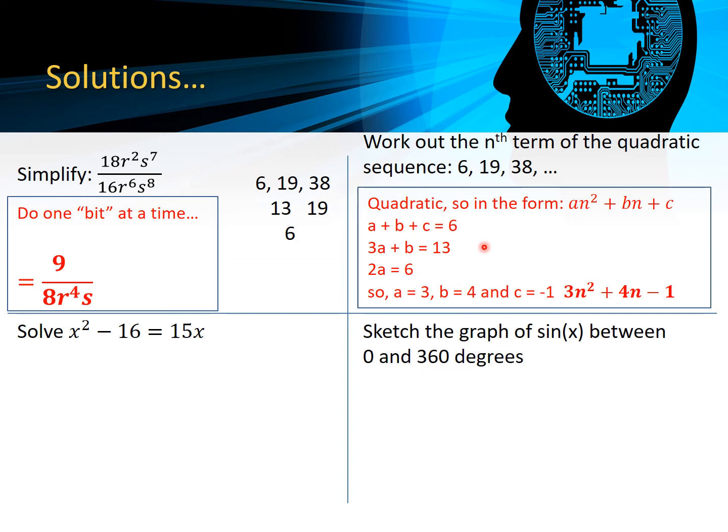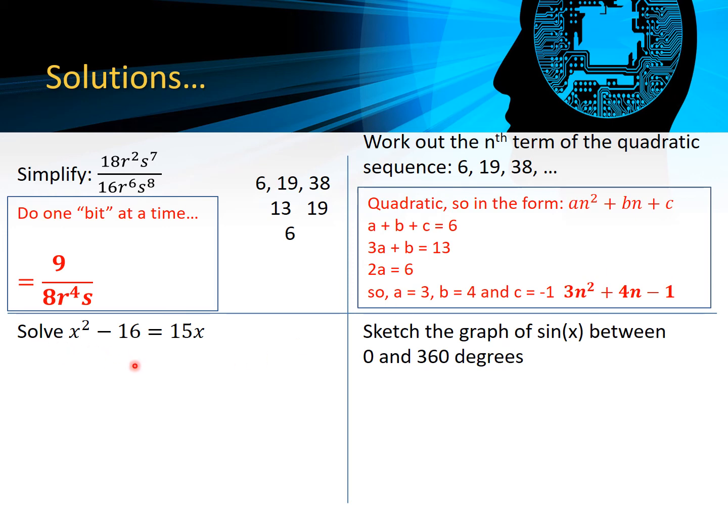And then we remember that all of our quadratic sequences are in the form an squared plus bn plus c. So when we've got our a, b, and c, we simply slot those numbers in front or at the end, depending on whether it's an a, a b, or a c. So we just line them up nicely and we get our answer.